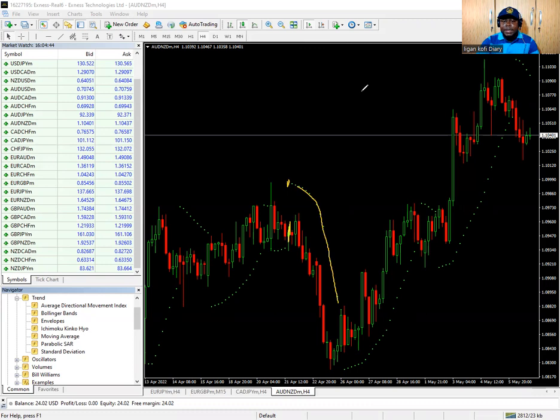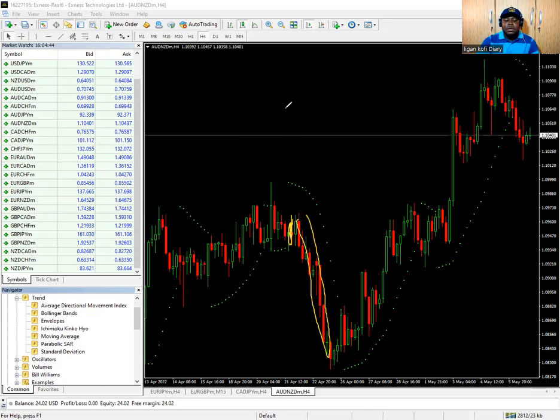So each dot represents a candle, depending on what time frame you are using. If you are using the daily time frame, each dot will represent a daily candle. But this is on the 4-hour time frame, so each dot is representing a candle. So if you took a sell trade here, up to this point, it would have given you some profit, isn't it?